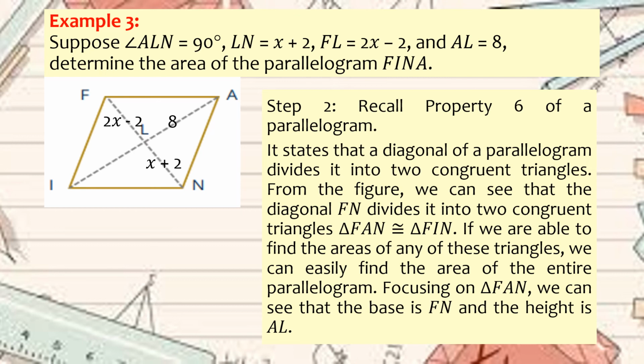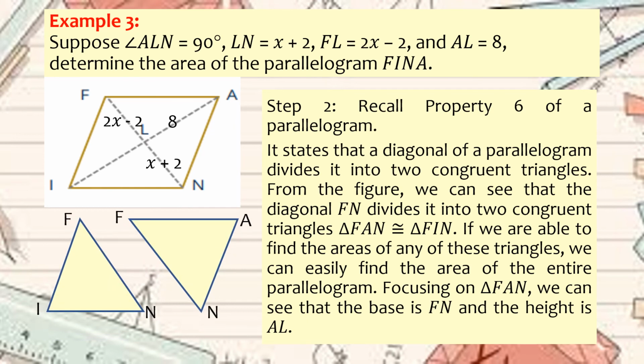Let us now focus on the triangles. In our property 6, it states that a diagonal of a parallelogram divides it into two congruent triangles. From the figure, we can see that the diagonal FN divides it into two congruent triangles. So, ano yung triangles na yun? Yung triangle FAN at triangle FIN, and they're congruent to each other. Kapag nalaman natin ang area ni FAN or area ni FIN, madali nating makukuha ang area ng buong parallelogram because itong dalawang ito ang bumubuo sa ating parallelogram.